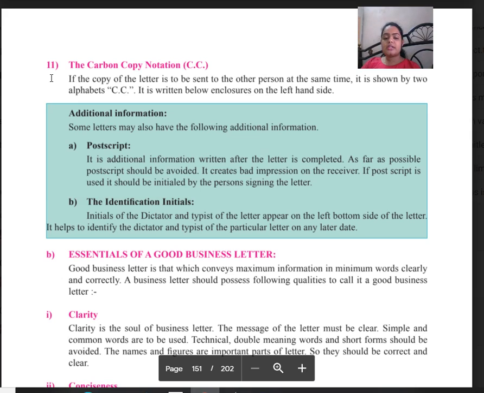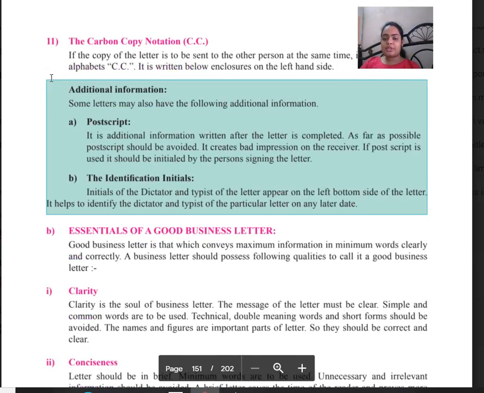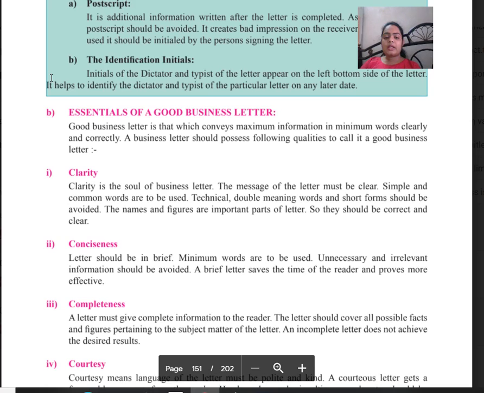Identification initials. Initials of the dictator and typist of the letter appear on the left hand side of the letter. It helps to identify the dictator and the typist of the particular letter on any letter date. So this is some additional information which is given. Next we have essential of a good business letter. Now what are the different essentials for a good business letter?